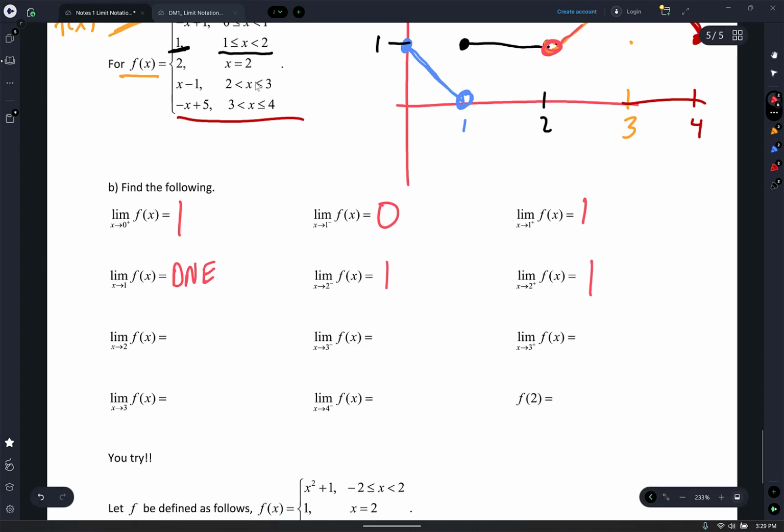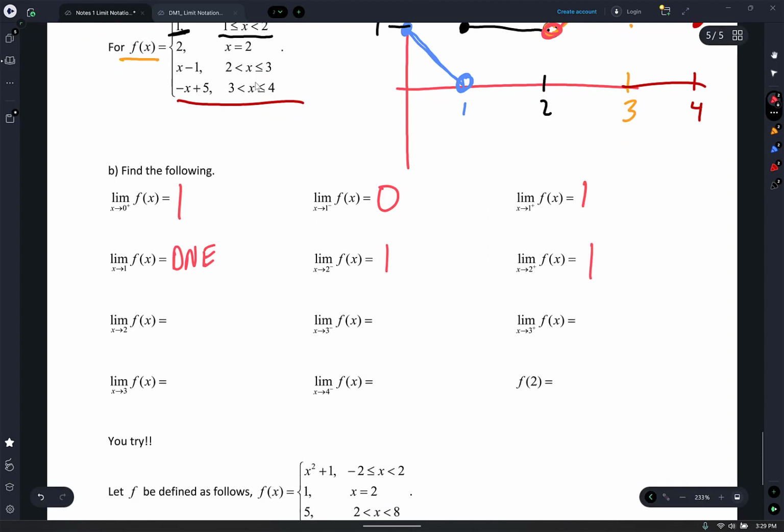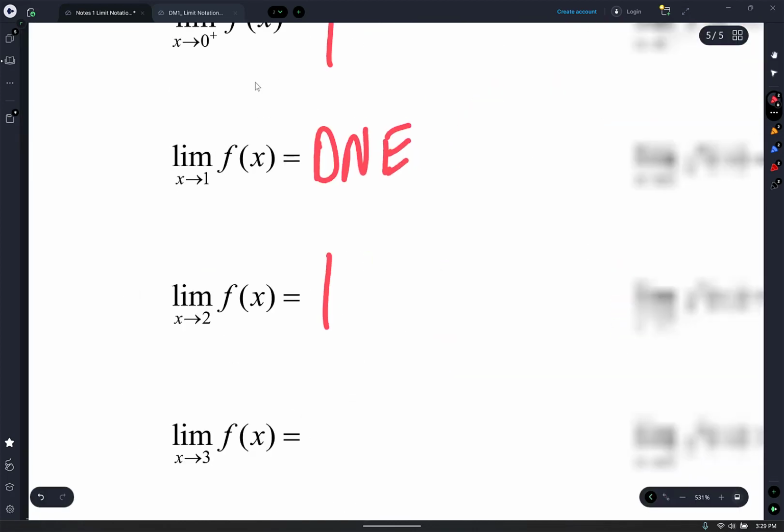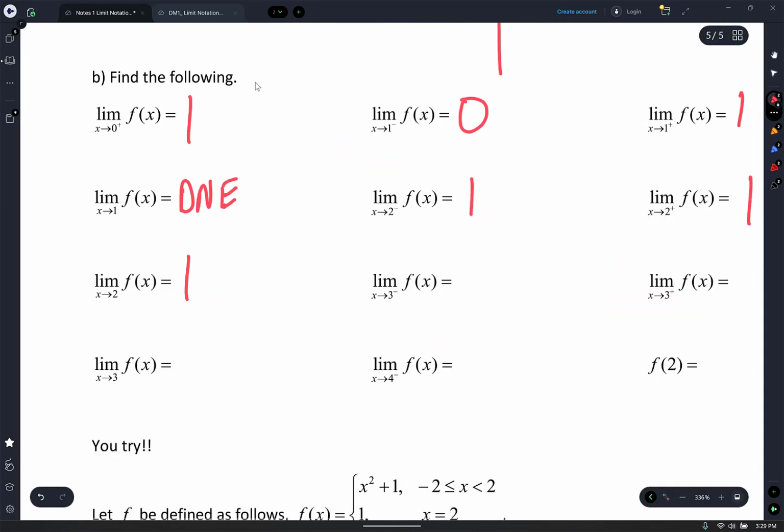All right, Natalie Espinosa. Equals. Yep. Why is it 1? Yeah. Good job. The approach of 2 from the left is 1, 2 from the right is 1, so it's 1. All right. Choose the next one, Espinosa. Daniela.